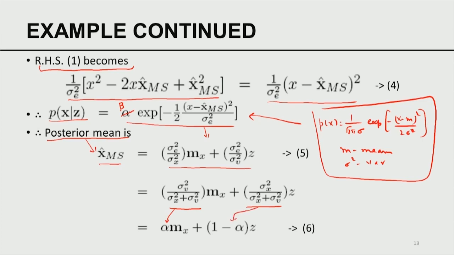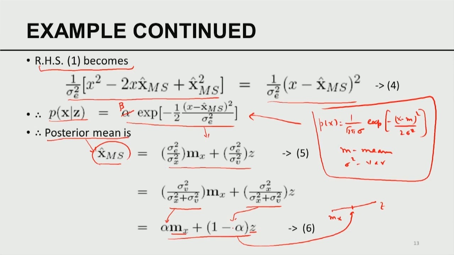So what does this tell you? This essentially tells you the following. The best Bayesian least square estimate is the convex combination between the prior mean and the observation: alpha times mx plus 1 minus alpha times z. So what does it mean? Mx is a point here, z is a point here, any point along this line has this particular form that is called the convex combination. Therefore the Bayes least square estimate is a convex combination of the prior mean and the observation. That is an important conclusion that comes out of this analysis.